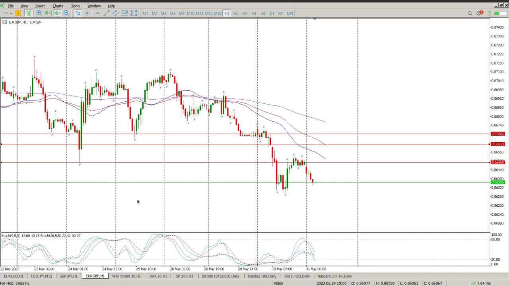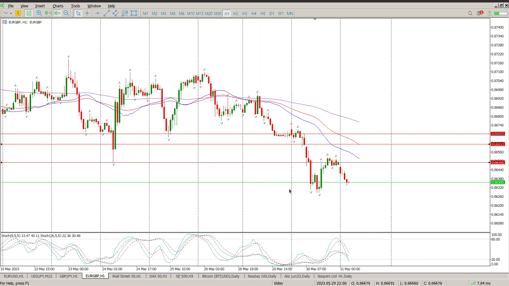So this is what I'd be waiting for. Wait for a pullback onto here. You're looking to be short again for another move down. The first target is going to be this low of yesterday. So yeah, that's kind of me for today.